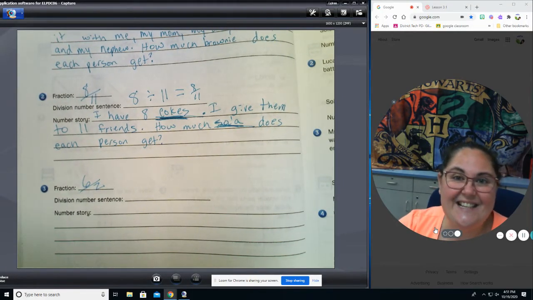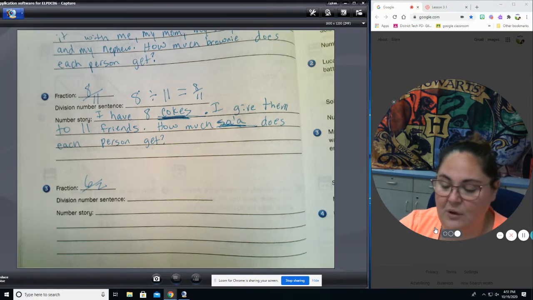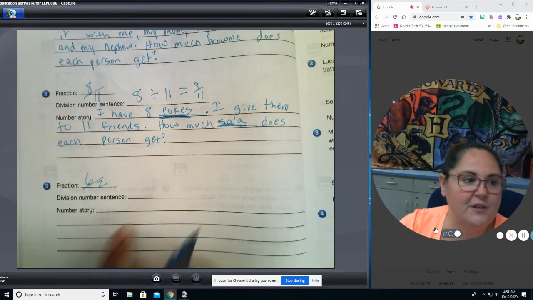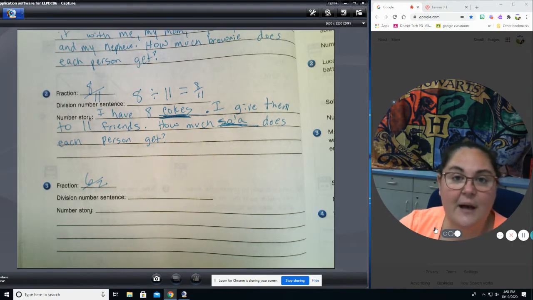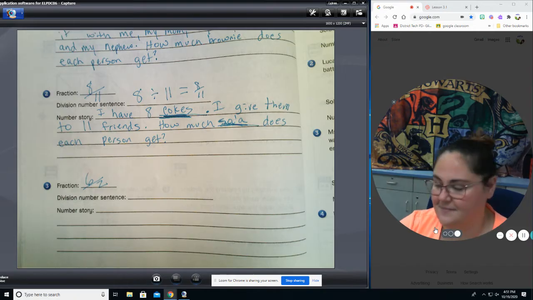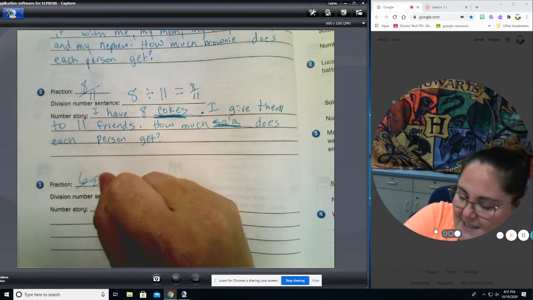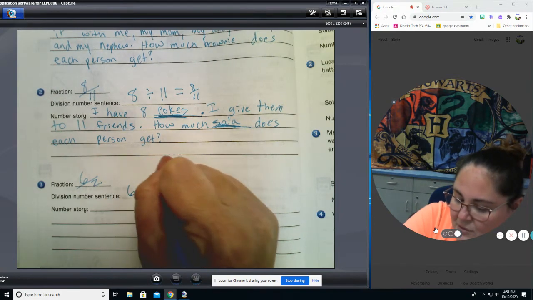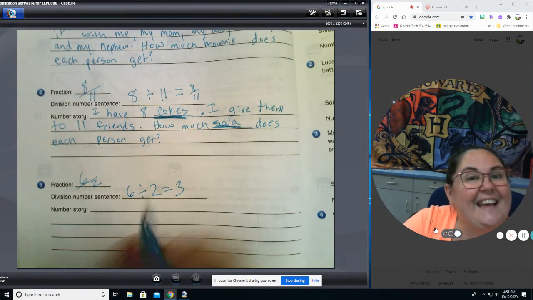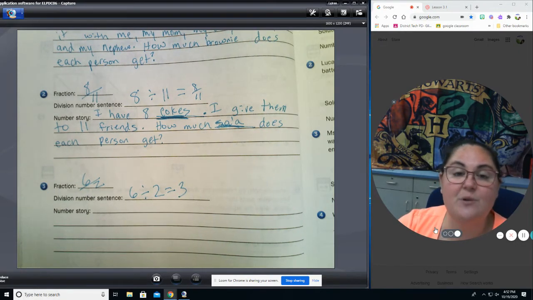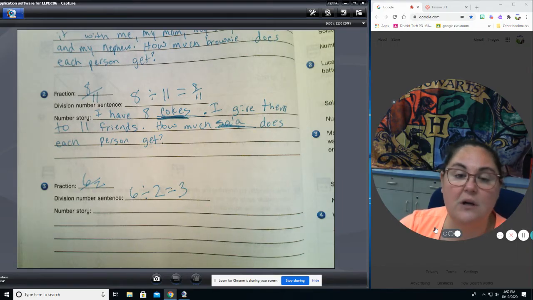6/2. When I say, you're going to pause and write your number story problem and your number story. Go ahead and pause and come back when you're done. All right, your division number sentence is going to be 6 divided by 2 equals 3. Notice it's not a fraction this time, and that's okay. It's a division number story. If it turns out equal, it turns out equal.